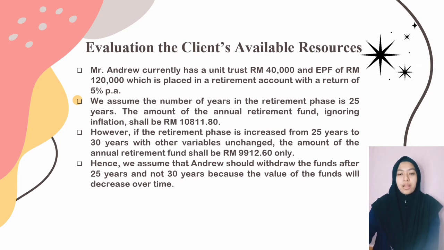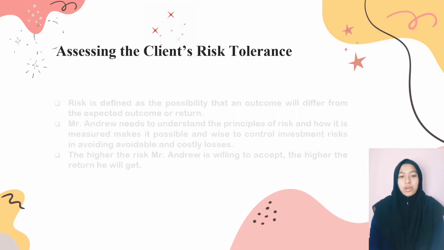10,811.80. However, if the retirement phase is increased from 25 years to 30 years with other variables unchanged, the amount of the annual retirement fund should be 9,912.60 only. Hence, we assume that Andrew should withdraw the funds after 25 years and not 30 years because the value of the fund will decrease over time.